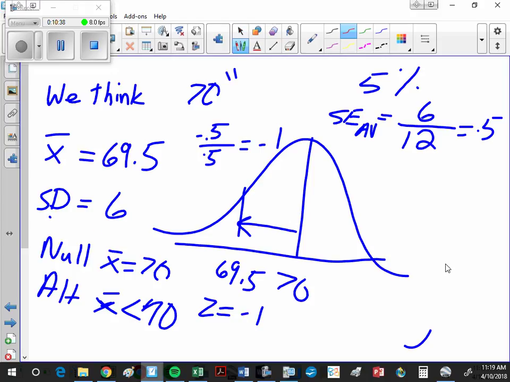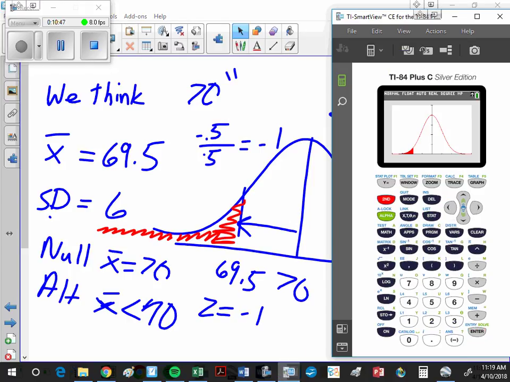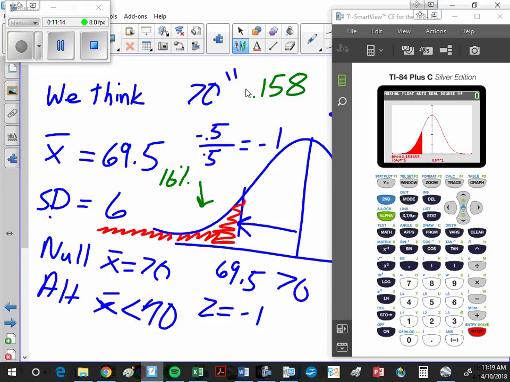I now want to shade from negative 5 to negative 1. This one should work, yeah. So negative 5 to negative 1. And I find the area. It's just going to pop up for a second. 0.158. So this area here is about 16%. Okay? So I accept the null.